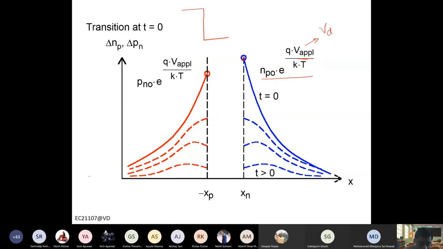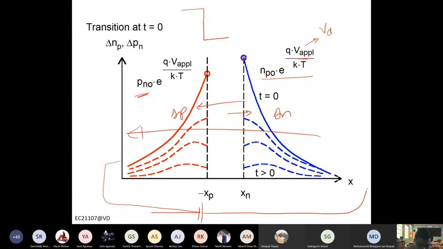When it was forward bias, current was flowing. So this is delta P. This is delta N. So these holes were coming from here. Electrons were coming here. So overall current flow was in right to left direction. And this was positive, right? Wait, this is minority, right? So it's N type. And this is P type, right? So it was positive, right? So current was flowing from right to left.